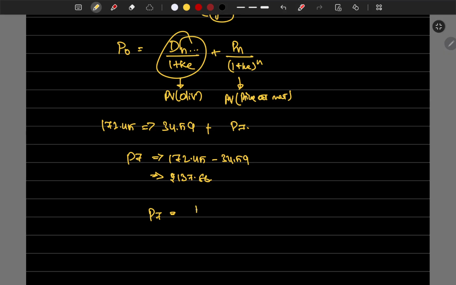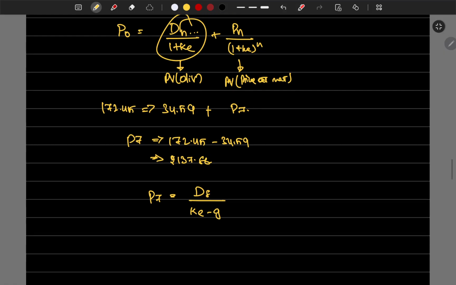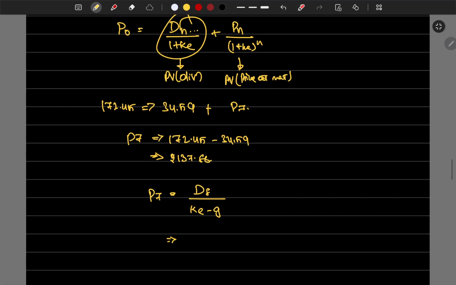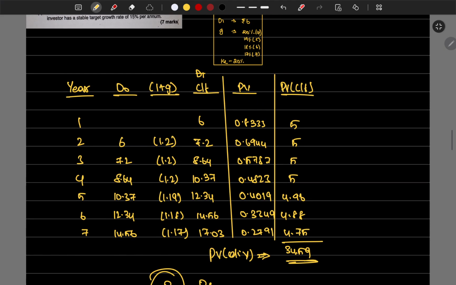P7 is equal to D8 divided by KE minus G. What's D8? D8 is D7 into (1 plus G), divided by KE minus G. So what's the D7 value? D7 is 17.03.